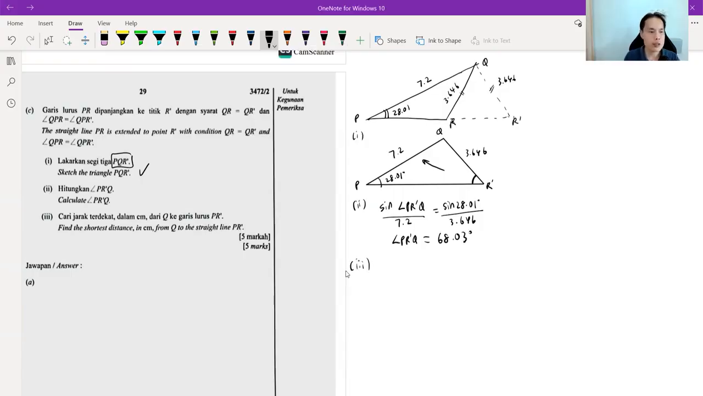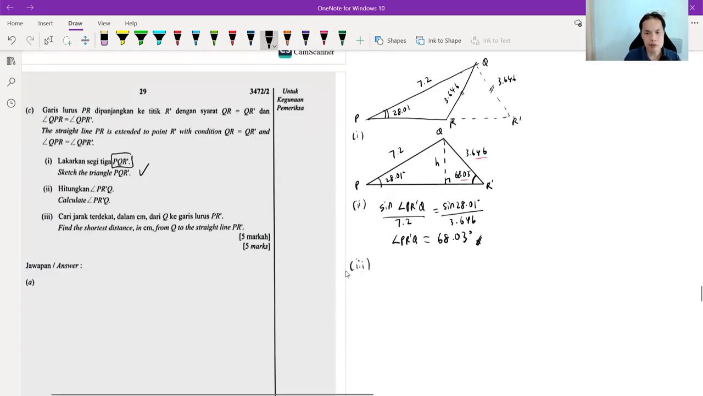We are finding the shortest distance from Q to straight line PR. Shortest distance is a perpendicular distance. So we can extend this down here and make this a right angle. Now we already know this angle here, 68.03. You don't have to use a fancy sine rule or cosine rule to find the perpendicular distance. We can just use a simple trigonometric method, SOHCAHTOA, because we already know this angle and the length of the hypotenuse. This is a right-angled triangle.